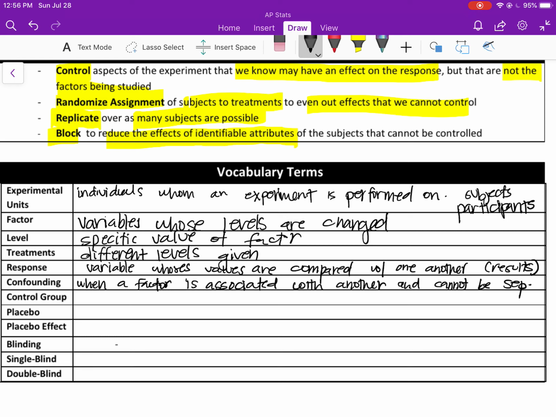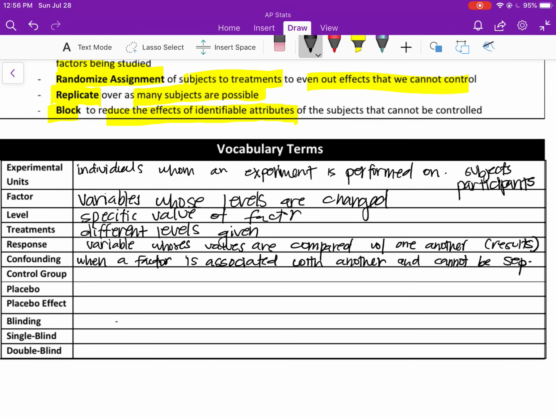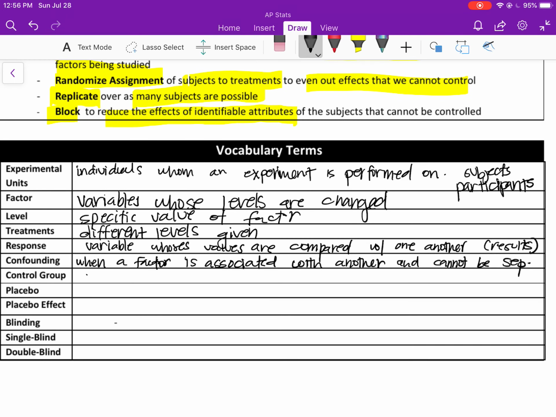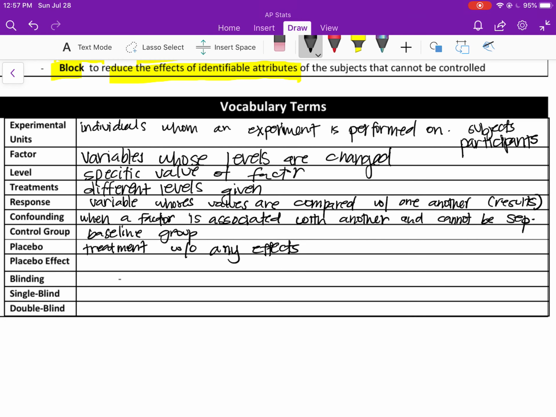Next, we're going to go over the control group, which is basically the baseline group, a group that doesn't get any treatment. A placebo is a treatment without any effects. So that could be a group that is not getting any real treatment, and it shouldn't affect them in any way.